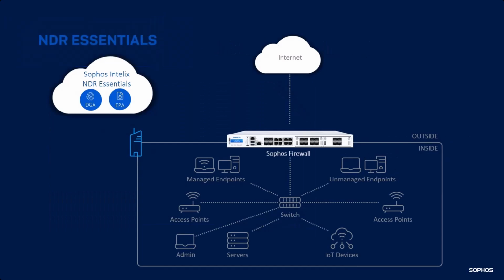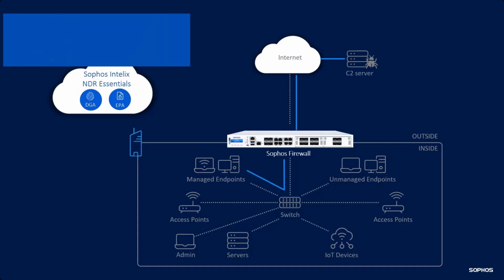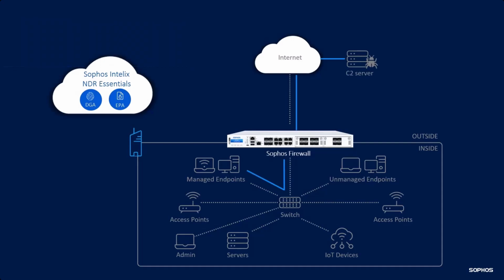Now imagine a device inside the network unknowingly reaches out to a C2 server over TLS. The firewall inspects the encrypted flow and sends it to NDR for deep analysis. NDR detects anomalies, assigns a threat score, a name, and a time to live, or TTL value, and returns this data to the firewall. The firewall then adds these indicators to the threat feed list.